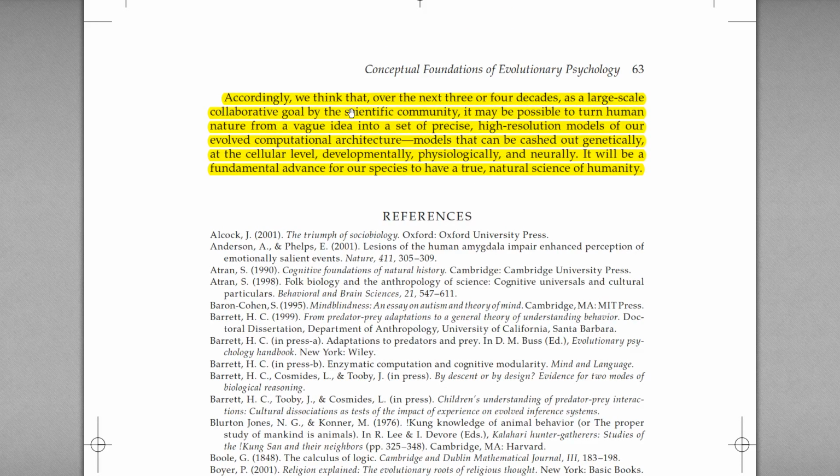Oh yeah. Accordingly, we think that over the next 3 or 4 decades, a large-scale collaborative goal by the scientific community, it may be possible to turn human nature from a vague idea into a set of precise, high-resolution models of evolved computational architecture, models that can be cashed out genetically, at the cellular level, developmentally, physiologically, and neurally. It will be a fundamental advance for our species to have a true natural science of humanity.